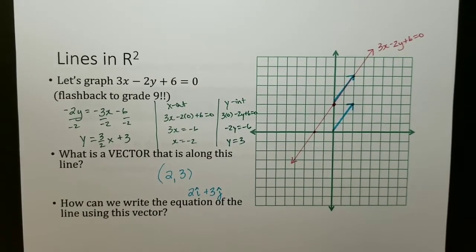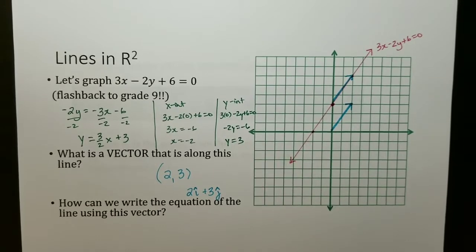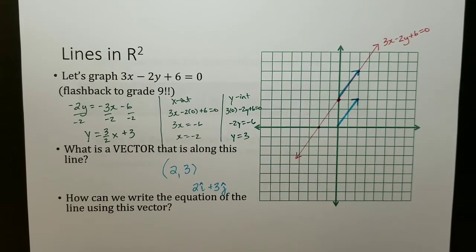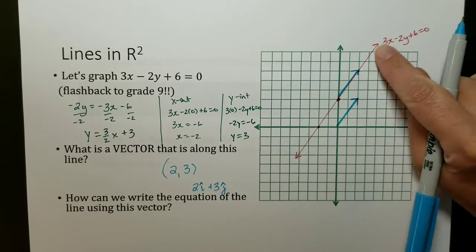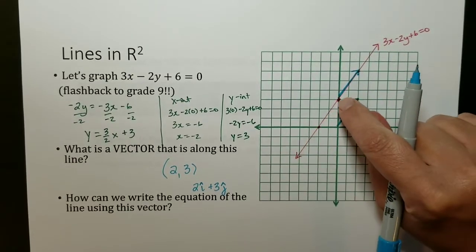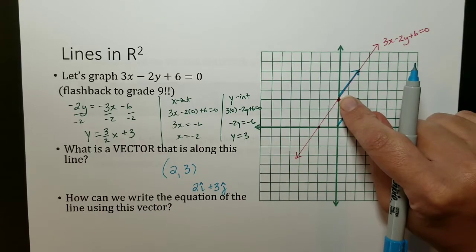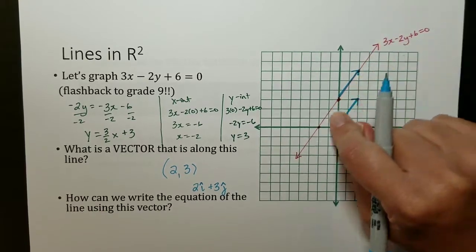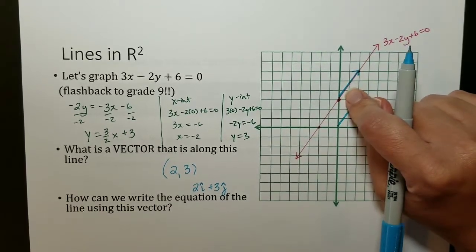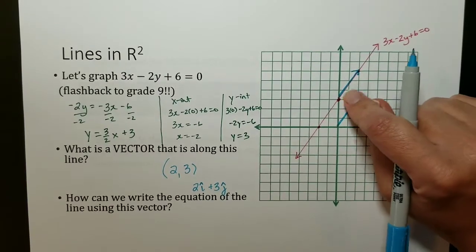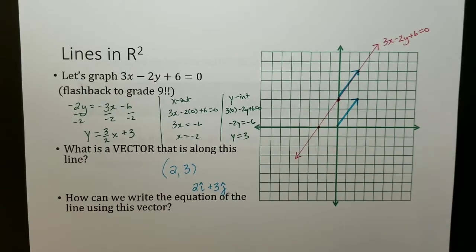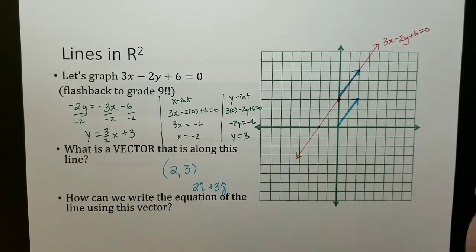So we want to figure out a way of writing the equation of this line using vectors. So hopefully it will make sense to you that if you are at a point on the line, you can get anywhere else on the line by adding a scalar multiple of this vector that goes in the direction of the line, and that's going to be called a direction vector.